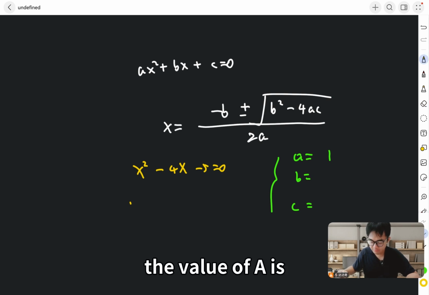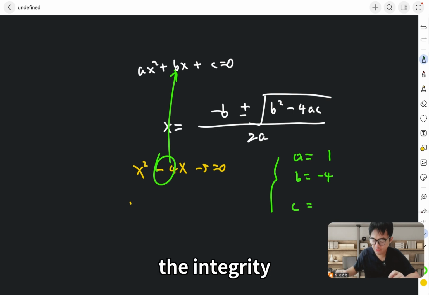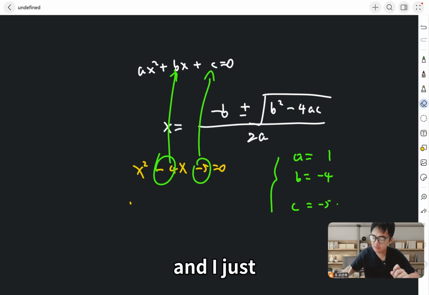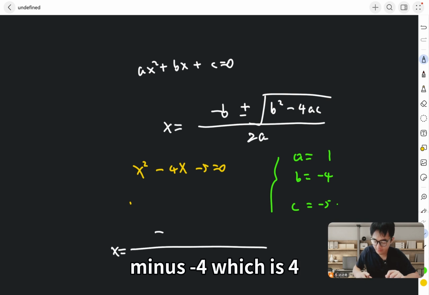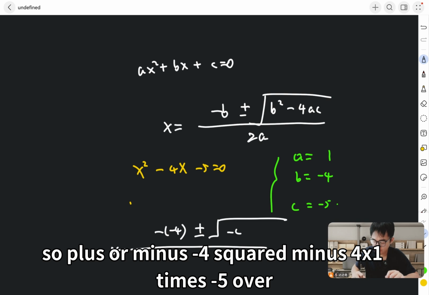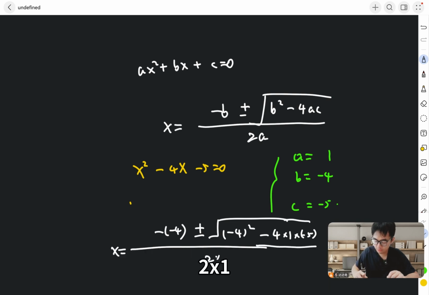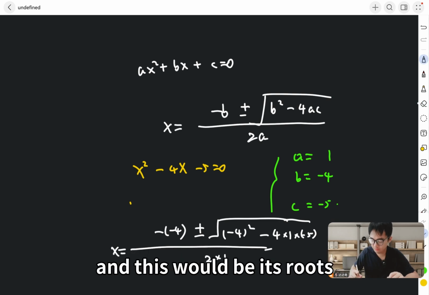So the value of a is 1, the value of b is 4, and the value of c is 5. Let's plug those values into the formula. So x would be minus 4, plus or minus the square root of 4 squared minus 4 times 1 times 5, over 2 times 1. You can just plug in those values and calculate, and this would give the roots.